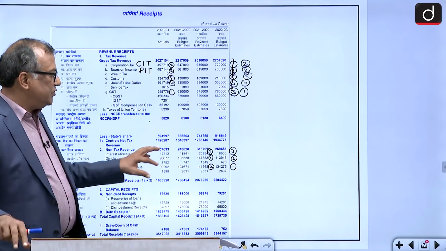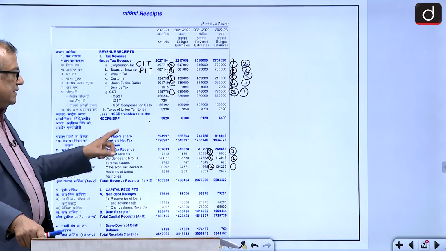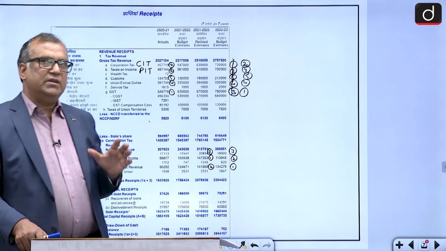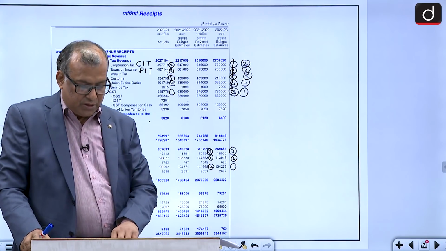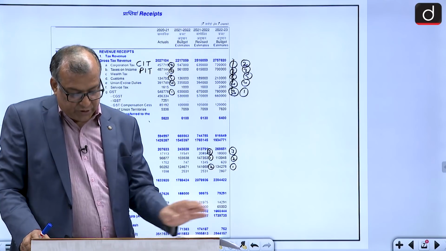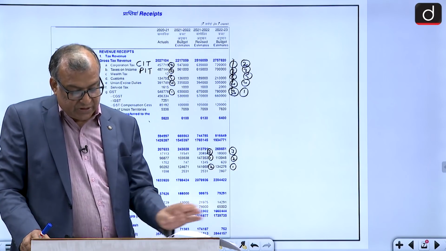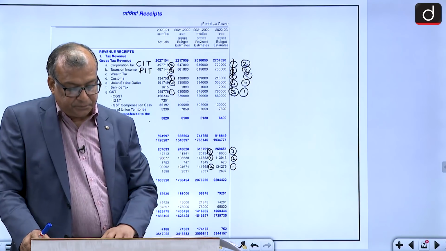So, here again there is a change in the trend in the composition of non-tax revenue. Wherever there is some kind of change in the trend, there is scope for some question. So, you have just to be a little conscious about it, that the UPSC can ask questions, or in PCs also questions can be framed.